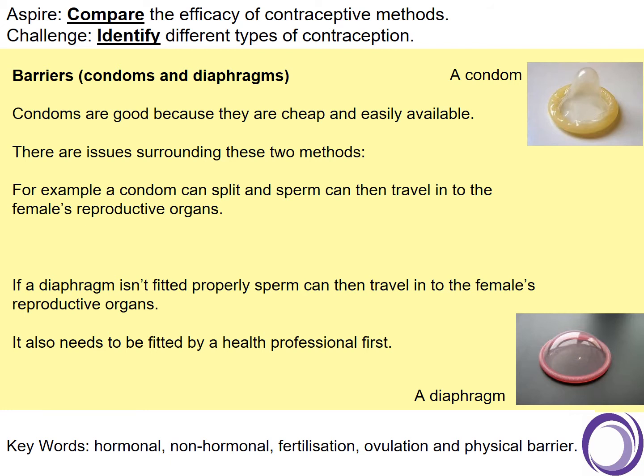A diaphragm, the advantage of it is that it is reasonably effective. However, if it isn't fitted properly, then the sperm could travel into the female's reproductive organs. And also, it needs to be fitted by a health professional first. So you can't just buy these in the shops. You would have to go to a doctor or a family planning clinic in order to be fitted for a diaphragm.